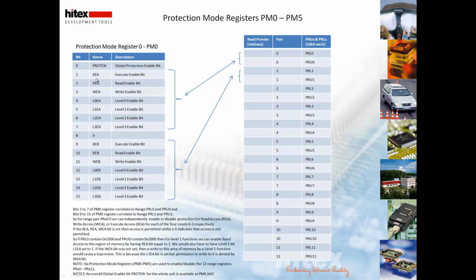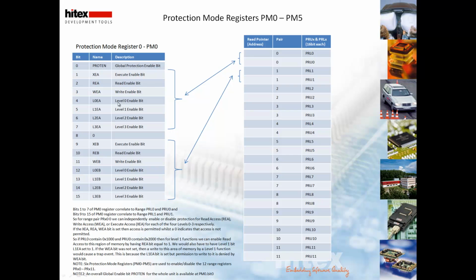The other bits, we have bits 1 through to bit 7. These correspond to protection range 0, and bits 9 through to bits 15 correspond to protection range 1. And if you look at the way the bits are organized, we have an execute enable bit, we have a read enable bit, and we have a write enable bit. So these are the access permissions, and also we have, to supplement them, the protection level enable bits.